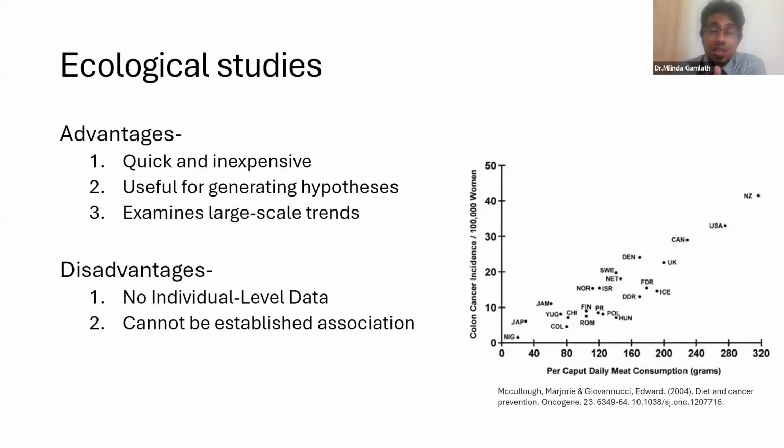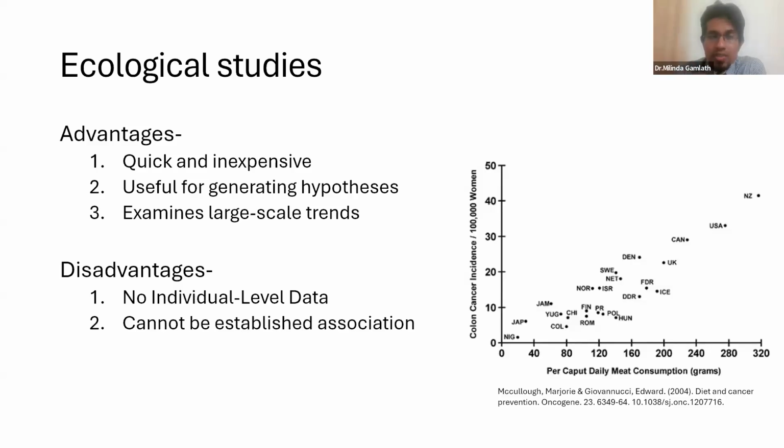So basically, the advantages of an ecological study is one, you're already using available data. So this is going to be quick and inexpensive. This is data that is already available. Then you cannot test a hypothesis, but you can generate a hypothesis, right? Similar to the other descriptive studies, you can generate hypotheses regarding certain associations. And then you can examine large scale trends. Disadvantages, there's no individual level data.